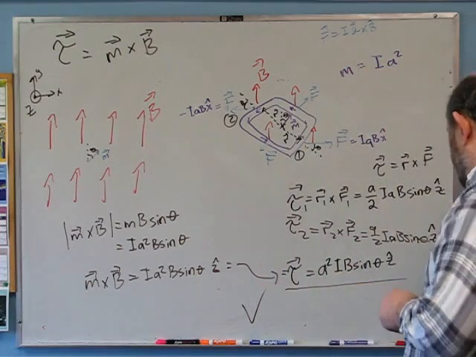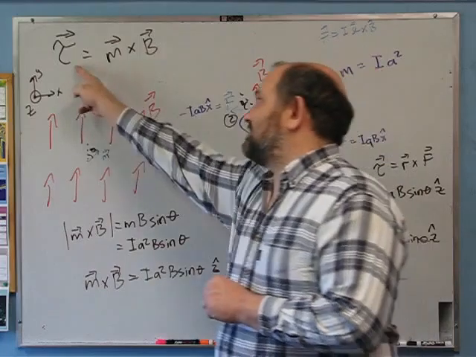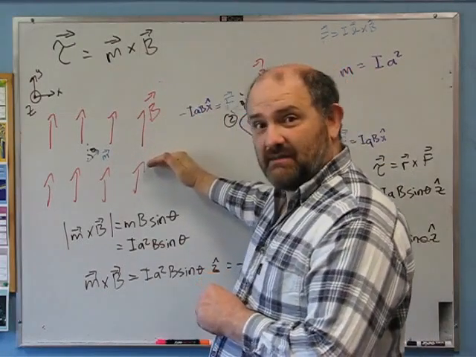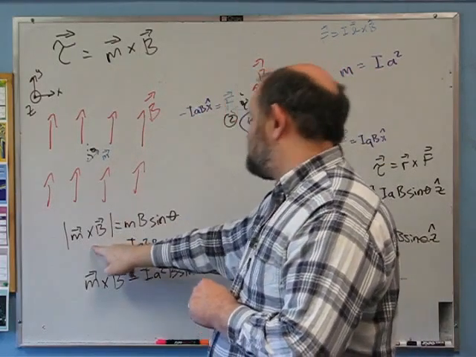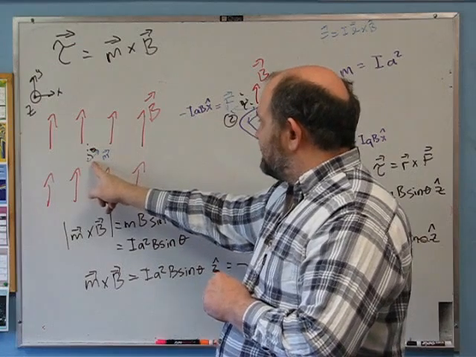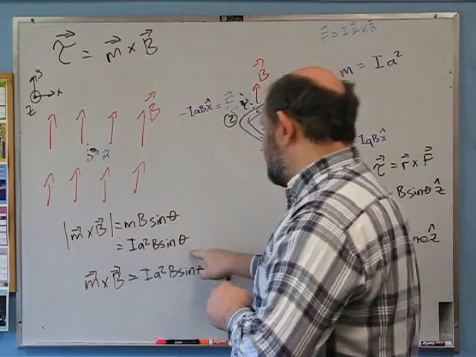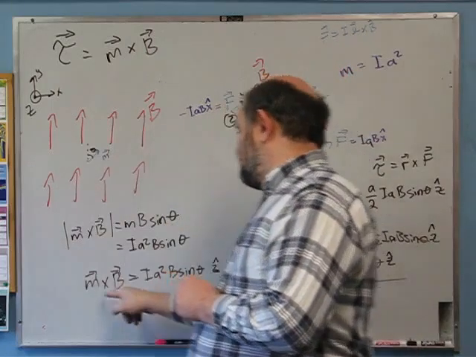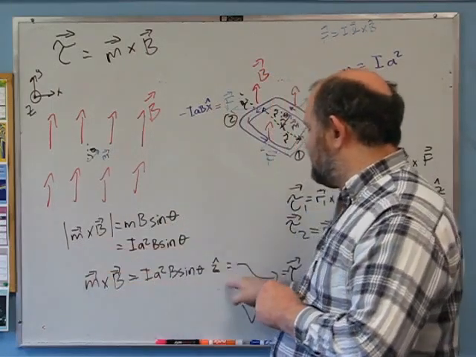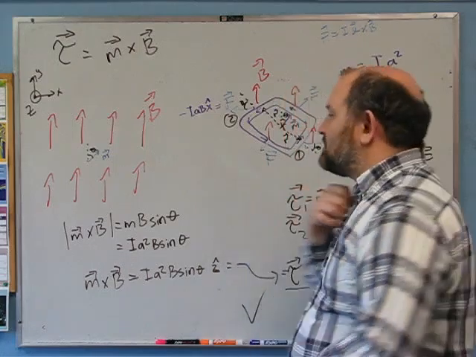So just to review what I did, I wanted to show this. I set myself up. M cross B, just by looking at what M is and what B is and the angle between them, we figure out the magnitude from the cross product. Use the right-hand rule to figure out the direction. This is what M cross B is. Great, but I want to show that's the torque.